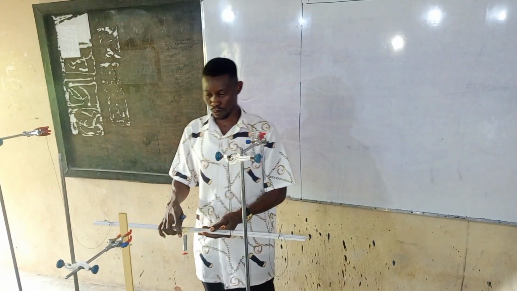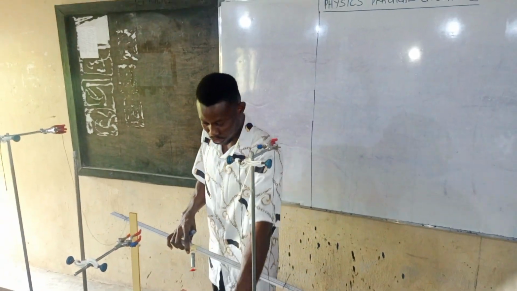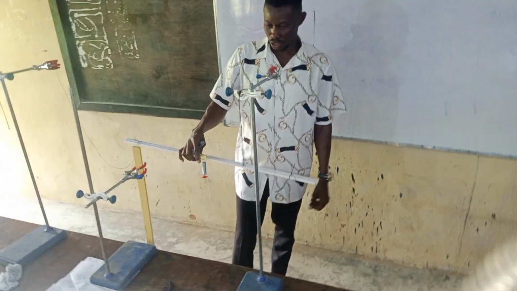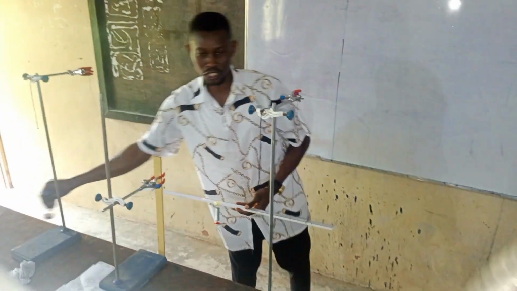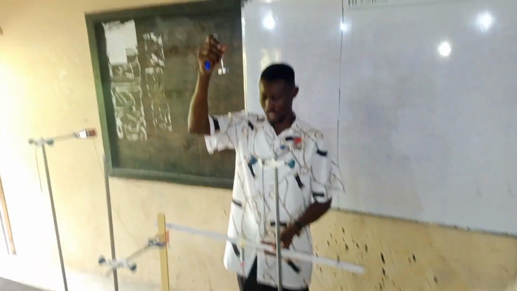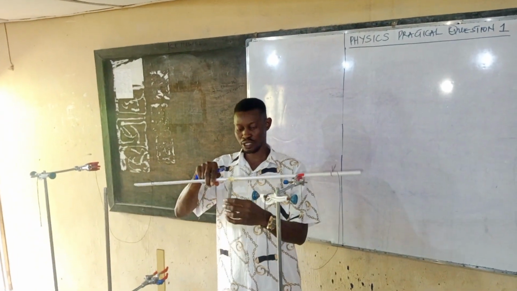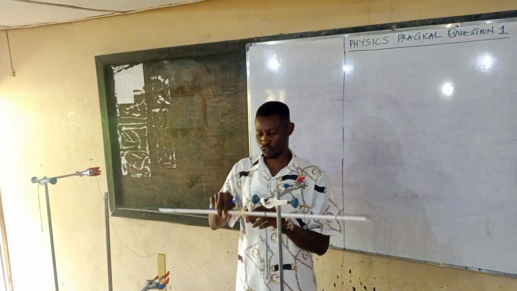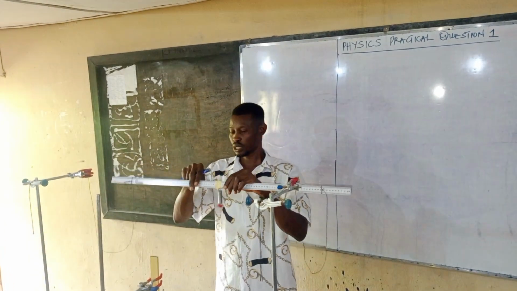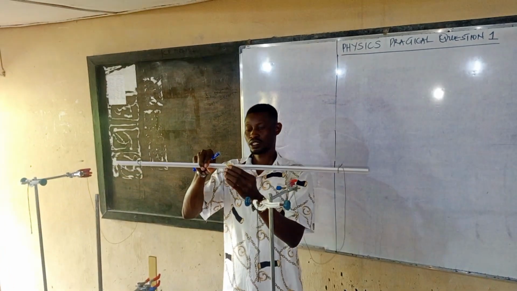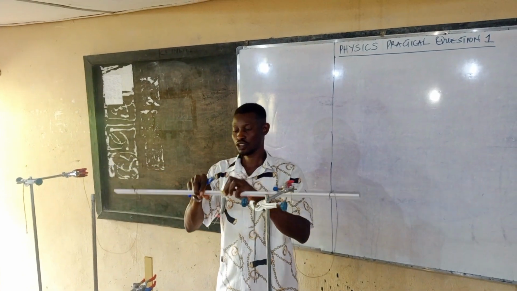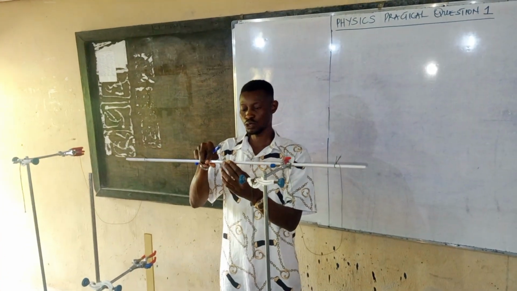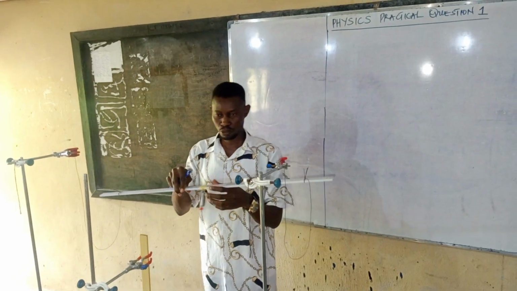You use the G clamps to hold the retort stands firm to the table. You also have a 100-gram mass here, and you also have a spiral spring. You have an optical pin which I have already placed on the meter rule in this manner. Then you also have your sellotape with which you can hold the optical pin firmly.